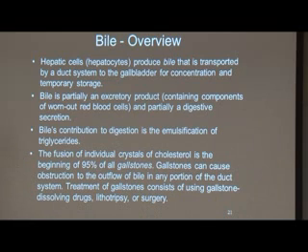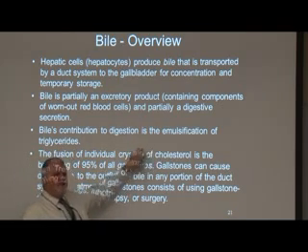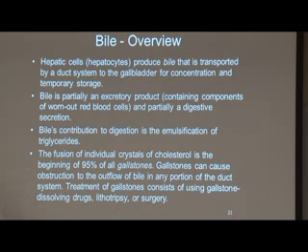So if we have an overview, hepatocytes produce bile that's transported through that system for temporary storage. And then bile is, as I said, partially an excretory product, but then it becomes very important to digestion because bile emulsifies fats. So what is an emulsifier? Yeah, not molecules, but large aggregates of fat in small aggregates of fat.